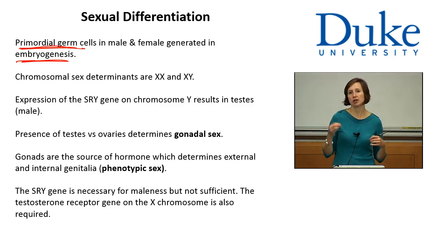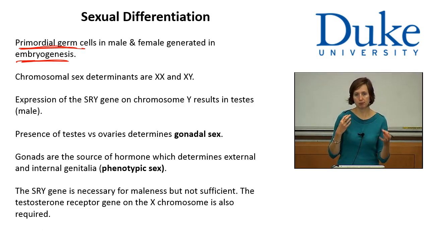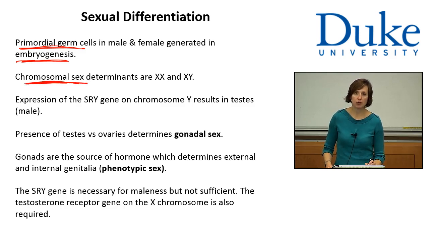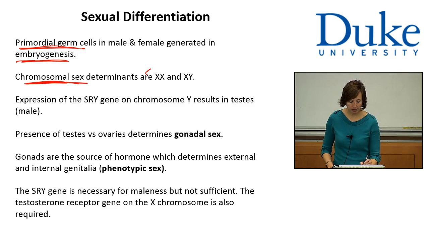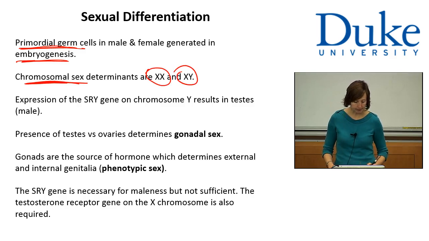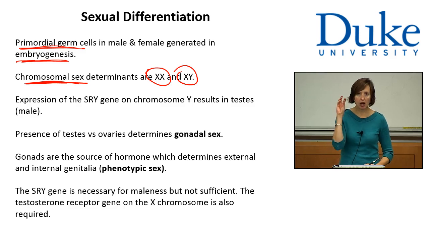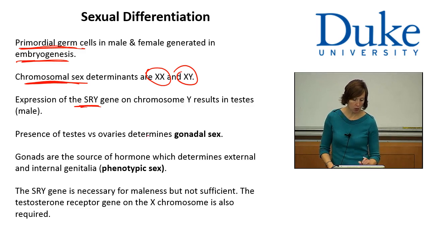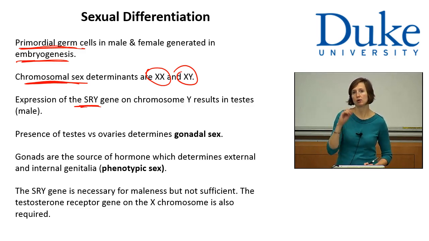Whether we're going to start to form sperm versus egg is going to be determined on the chromosomal sex, which is going to be XX forming a female and XY forming a male. And on the Y chromosome, the expression of a gene called SRY is going to be required to form a testis.